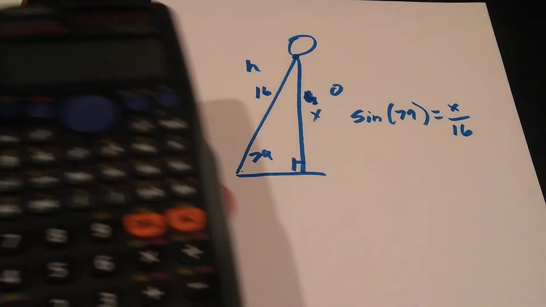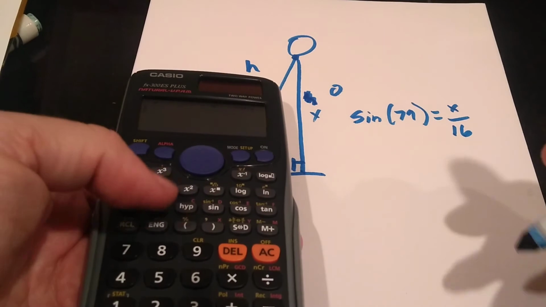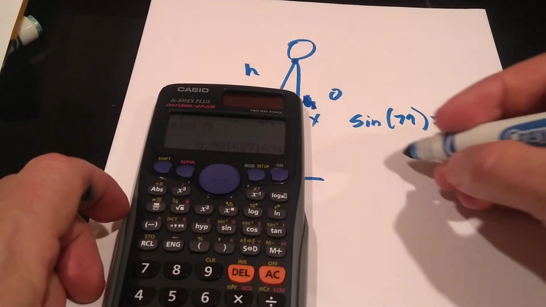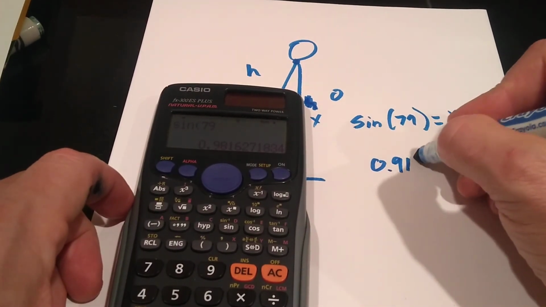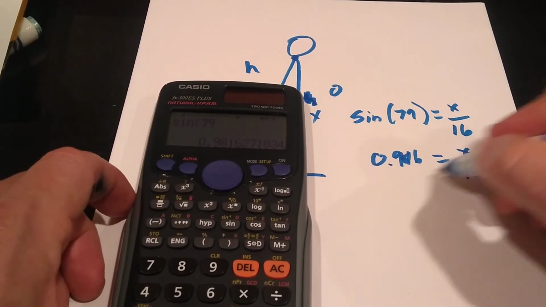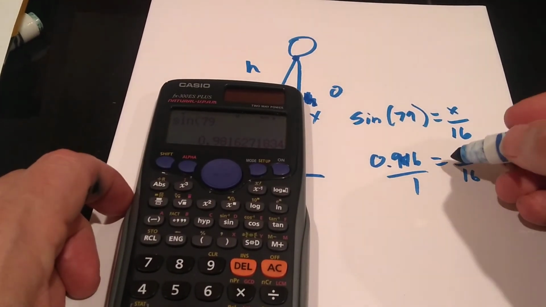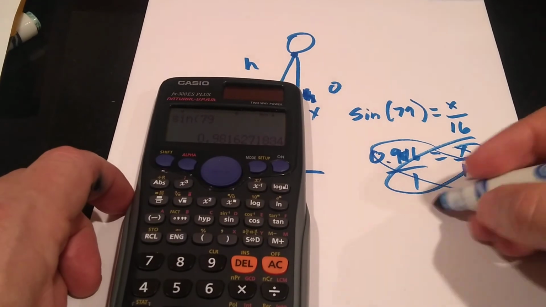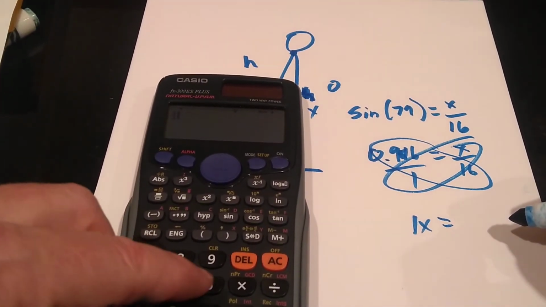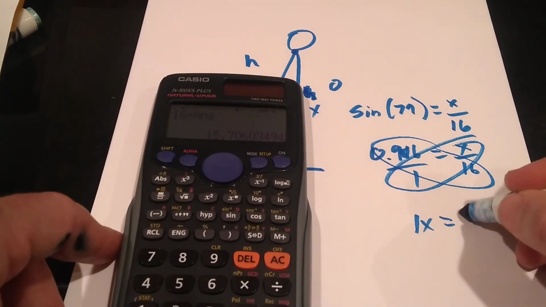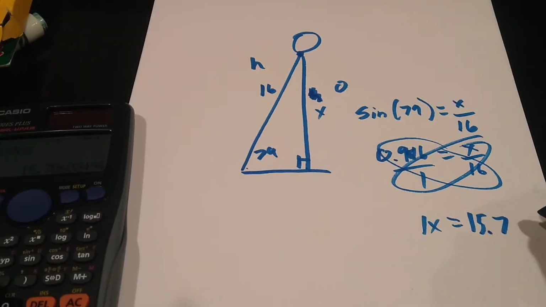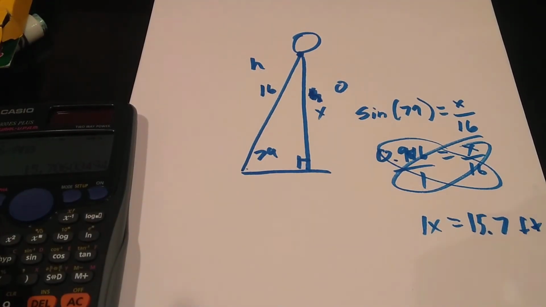I'm going to do sine of 79 is 0.9816. Oops, there's an 8 in there. Equals x over 16. I can put that over 1. I can cross multiply. And because I end up with 1x here, there's nothing left for me to do other than the 16 times that number, which is 15.7, which makes sense. This is very steep. This is almost as long as the string, and that'd be feet.